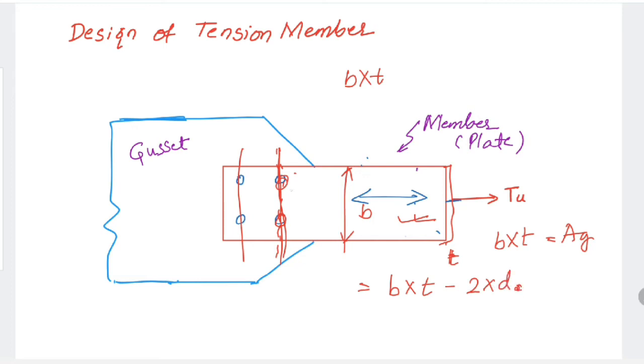Here what happens is there is a hole in the member, so the cross section at this location is reduced. So whenever you apply force, if the member is safe under yielding, it may fail at the critical section. So this is the second type of failure, the rupture at the critical section.